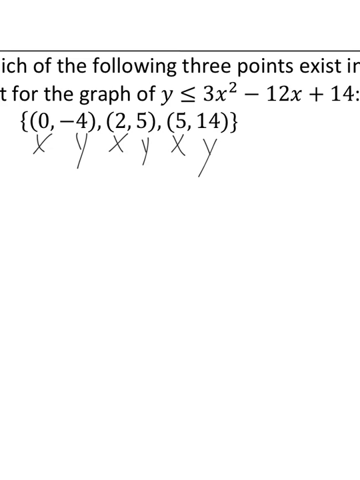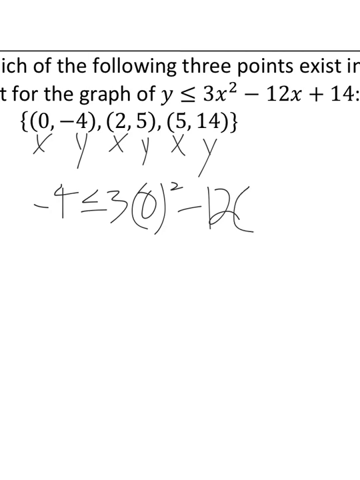So I'm going to just label every point xy, xy, and then I'll just set it all up. So I'm looking at y is less than or equal to 3x squared minus 12x plus 14. So I'm going to replace y with negative 4, less than or equal to 3x squared, 0 squared, minus 12x, so minus 12 times 0, plus 14. You can type this all into the calculator. You would do control equals to get that inequality sign, or you can just evaluate this side, type in this side all at once. That's going to equal 14.